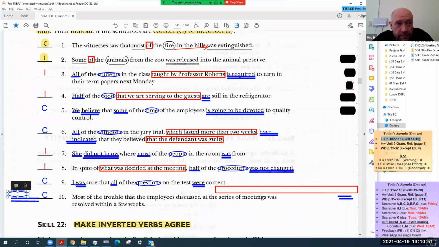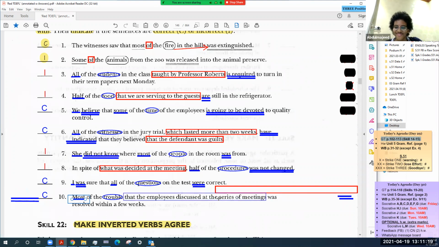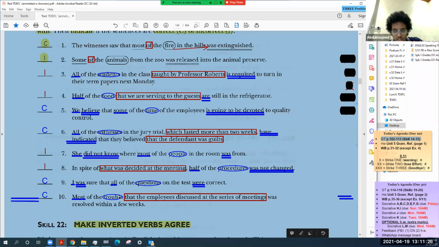Subject? Most. Okay. I'll put the circle first. Trouble, right? Subject, most. Now the verb. I think we have 2 verbs. Discussed and was. What do you see here? Is it a noun clause? Yes. Most of the trouble that the employees discussed at the meeting, it is a noun clause.